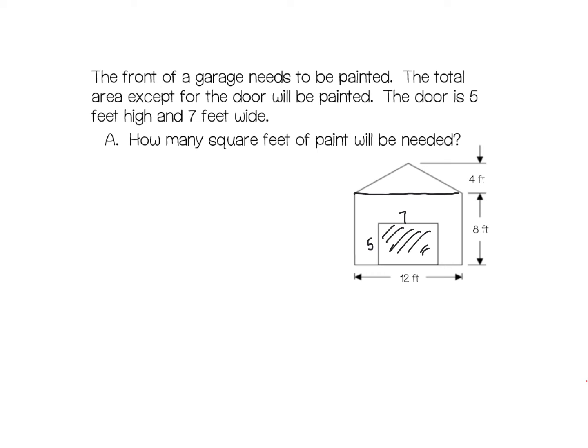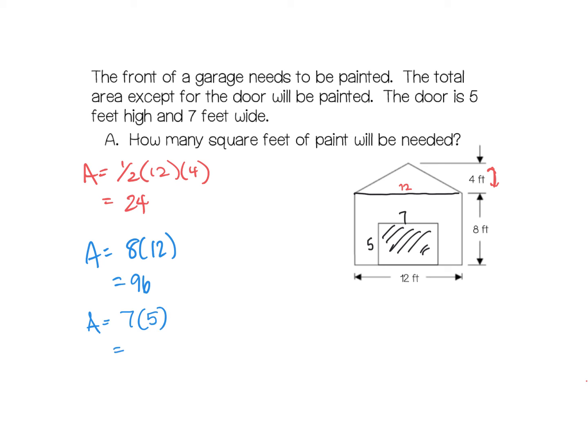So let's start with the top triangle. I know the area of a triangle equals 1/2 base times height. My base here is going to be 12, and the height is just this 4 feet right here. So 1/2 of 12 is 6, and 6 times 4 is 24. There's my triangle. Now let's take care of the big rectangle, the big front of the garage. That is 8 by 12, which is 96. But I do need to take away the garage door itself, which is 7 by 5, so I need to take away 35.